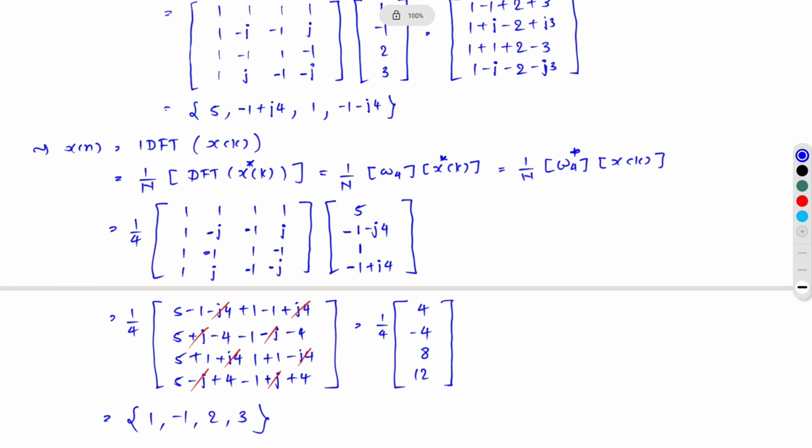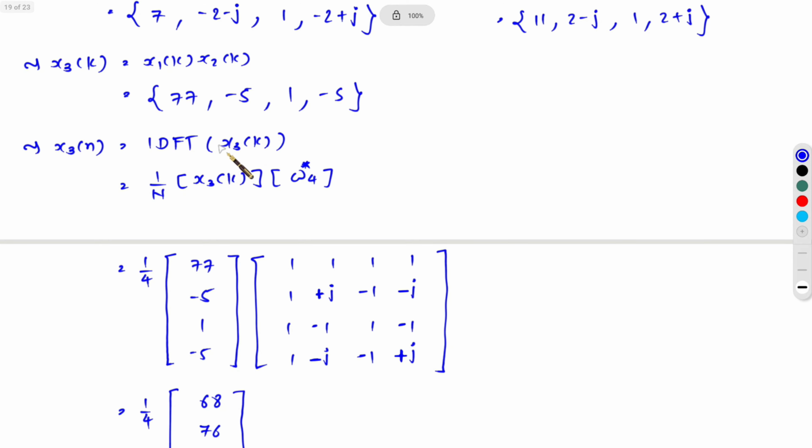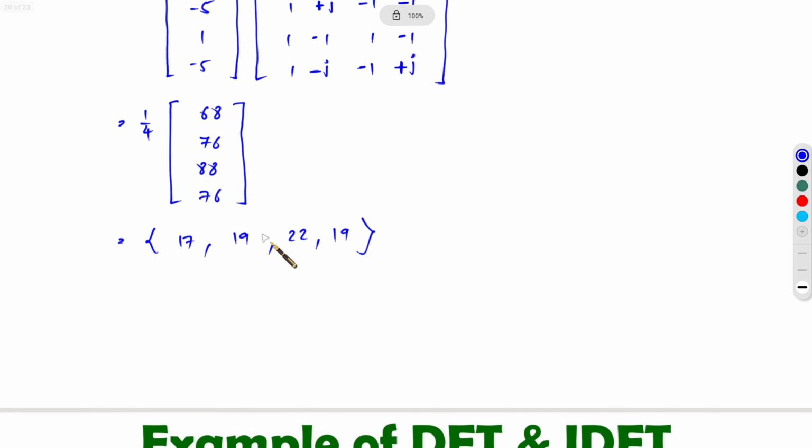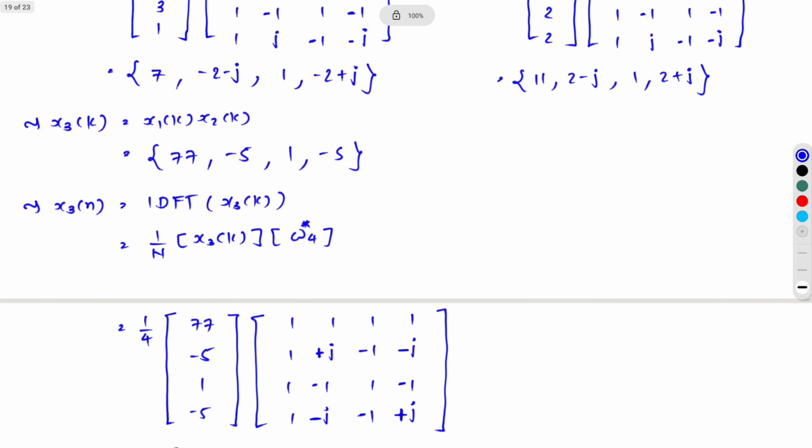In the earlier solution, I followed another calculation. Over here I have considered W4 into the conjugate of X of k. In my previous calculation I considered 1 by N into W4 conjugate into X of k. Like you see in my earlier IDFT calculation, 1 by N into X of k into W4 conjugate, and we had the same result which we retrieved after DFT and IDFT, right?